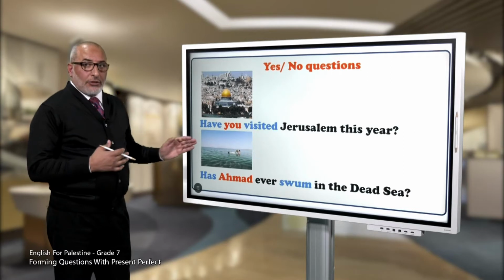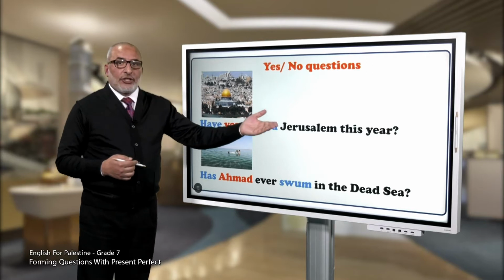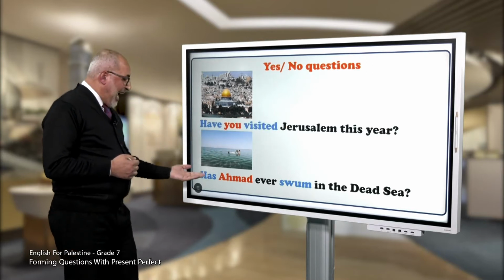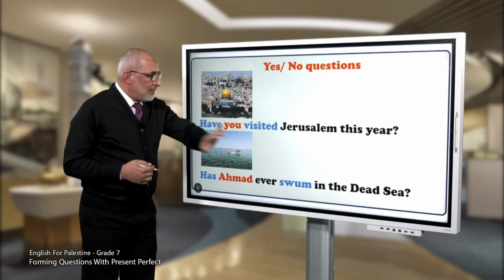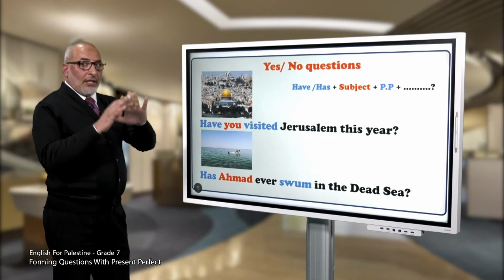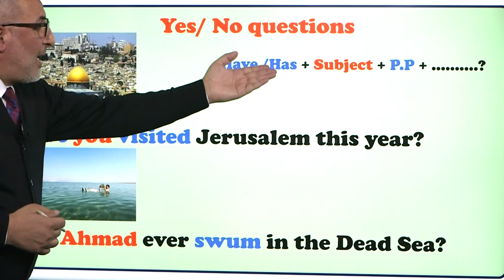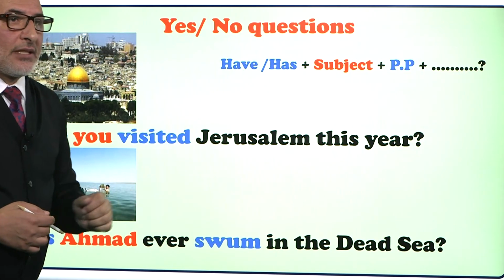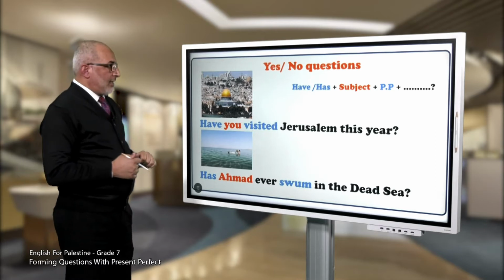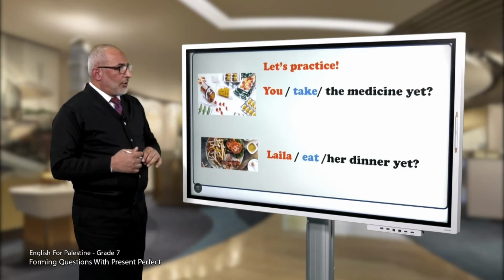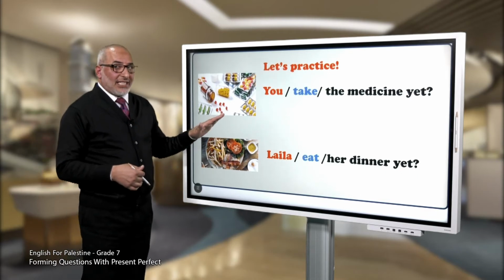Again, look at these two examples. Have you visited Jerusalem this year? Has Ahmed ever swum in the Dead Sea? So, the rule is has or have plus the subject plus the past participle of the verb, and then complete the question. Okay? Great.